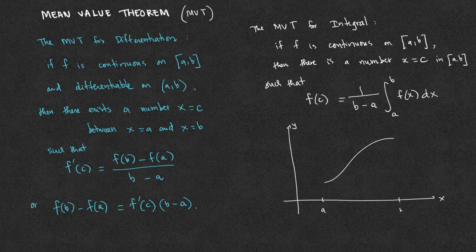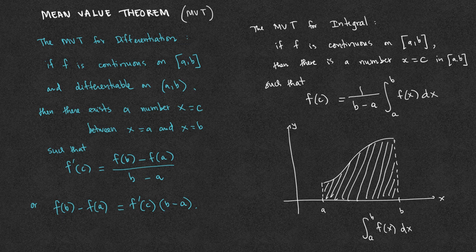Graphically, if f is above the x-axis, then the integral from a to b of f of x dx represents the area below the curve above the x-axis from a to b. What the mean value theorem implies is that we can find a number c such that f of c is the average height of the function, and so f of c times b minus a is the area of the rectangle, which will give us the area under the curve above the x-axis from a to b.